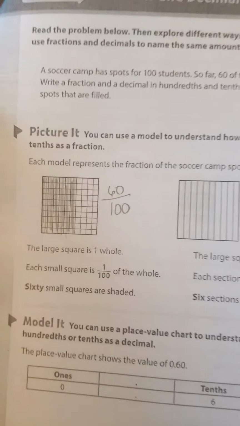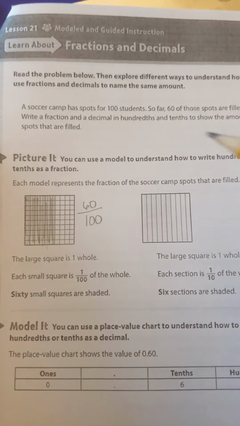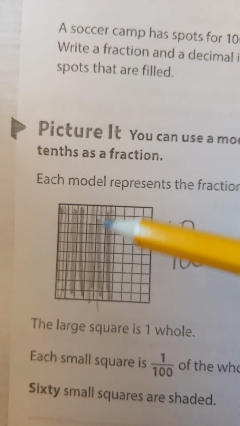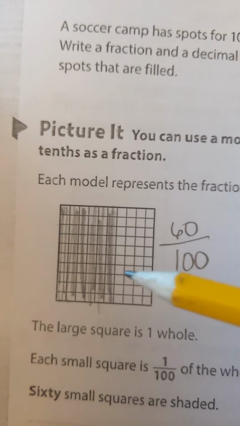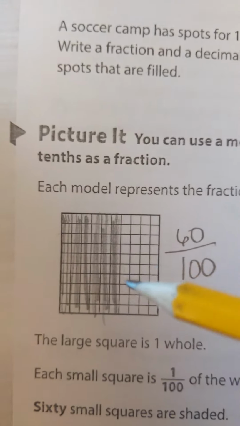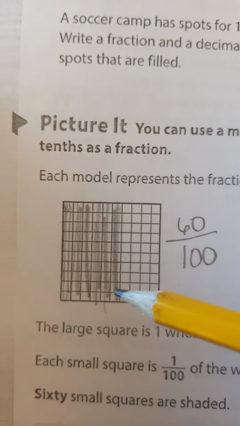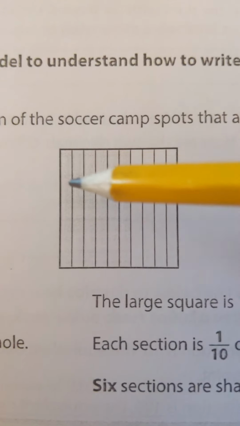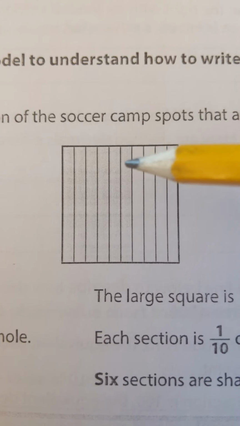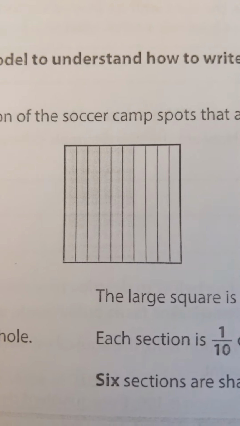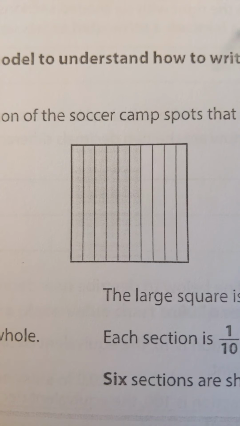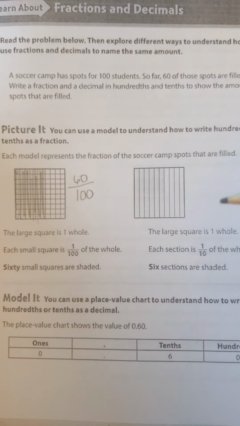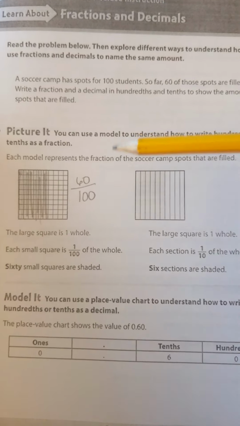Now let's look at it in terms of tenths. So now I'm going to look at this picture, and instead of looking at the individual boxes and saying, oh, there's 60 individual boxes, I'm going to look at this in terms of tenths. This square is broken into hundredths. This square is broken into tenths. I know that because I can go 10, 20, 30, 40, 50, 60, 70, 80, 90, 100. There's still space for 100 squares there, but this is broken up into tenths.